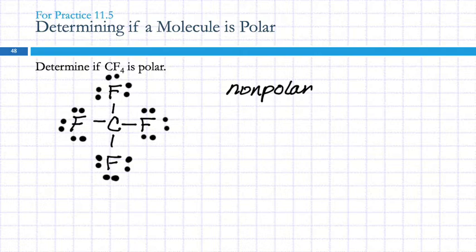What if, instead of fluorine here, what if this was iodine? Now it's going to be polar, because iodine does not have the same electronegativity as the fluorines. This guy is weaker pulling on the electrons. It's not symmetrical anymore, and so then that would be polar.